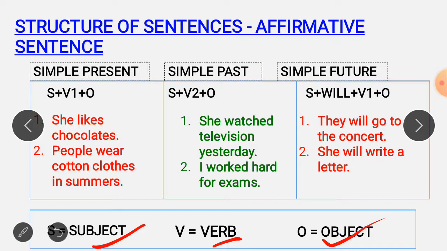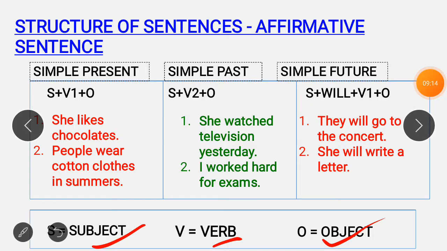In these sentences, watched and worked are the past forms of the verbs watch and work respectively. Now, the simple future. In this, the structure is subject plus will plus the first form of the verb with the object. For example, they will go to the concert. She will write a letter.